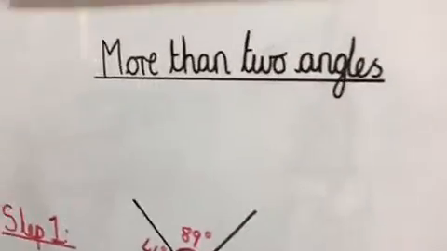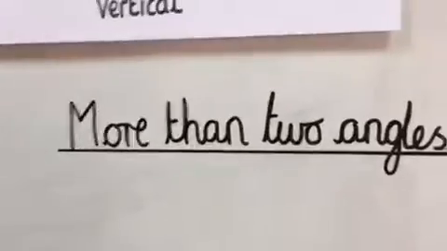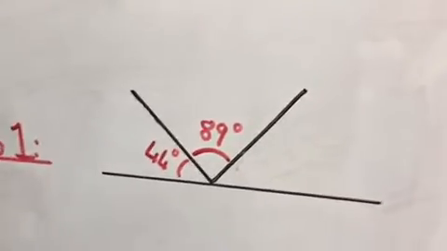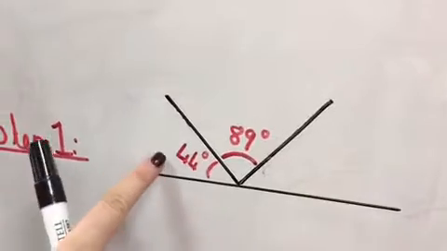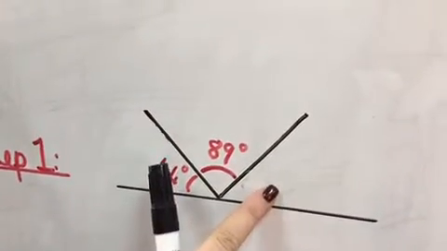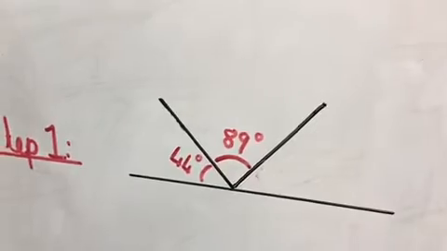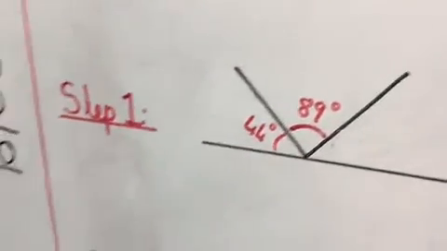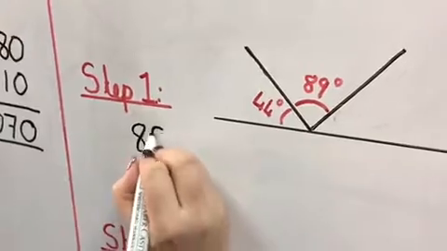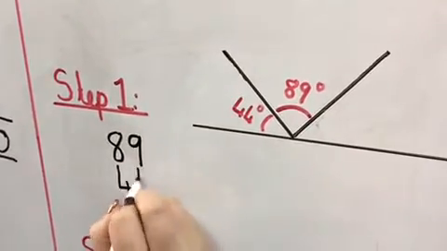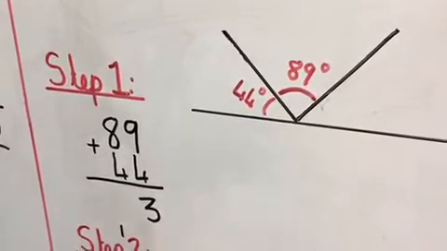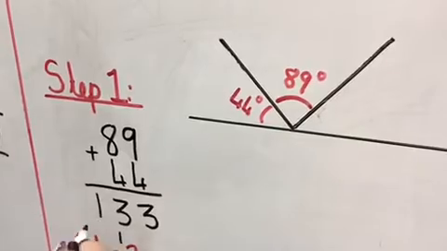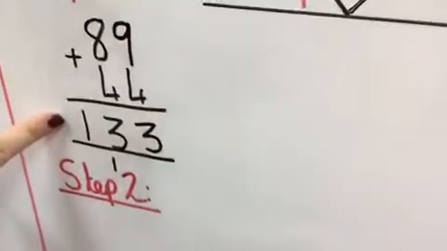Okay, so sometimes we have slightly more difficult questions, and this includes when there is more than two angles on the straight line given. So we're going to show you this. This is a two-step problem. Miss Heath's going to be working it out for us now. So we've been given on the straight line 44 degrees and 89 degrees. Now, before we find out the missing angle, we need to add these two angles together. So Miss Heath's going to do that now, step one. So she's going to take the 89 and she's going to plus the 44. Okay, so we get the answer, 133.